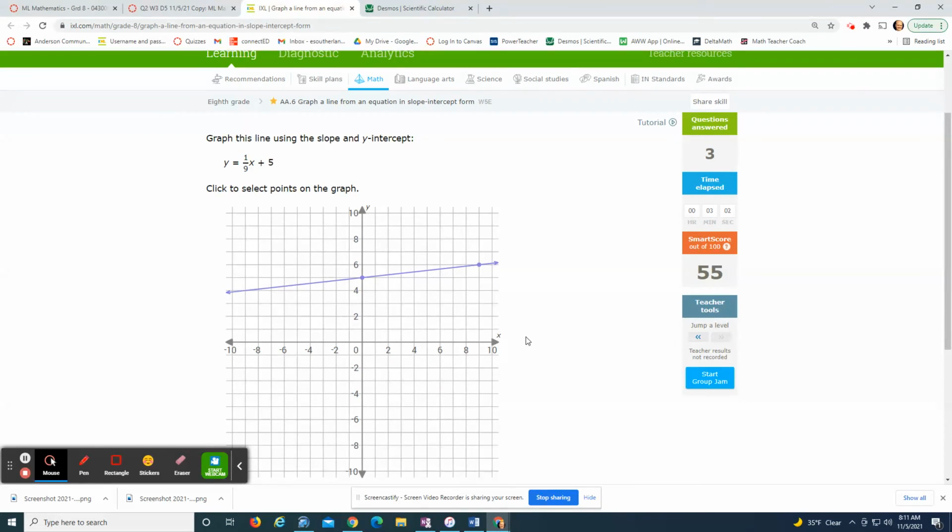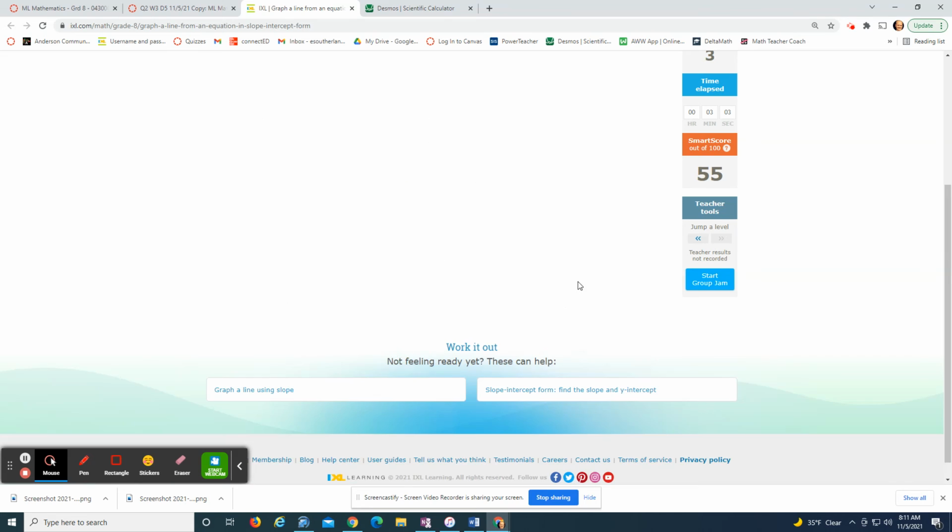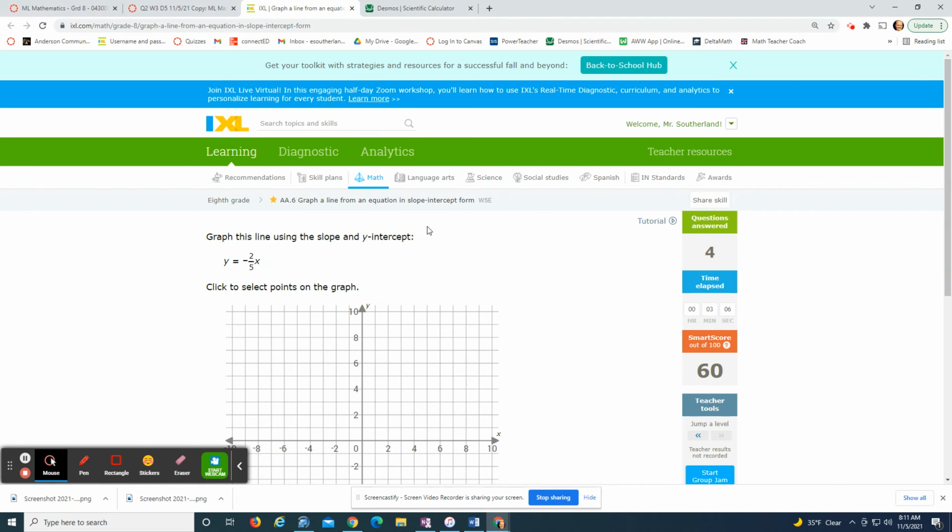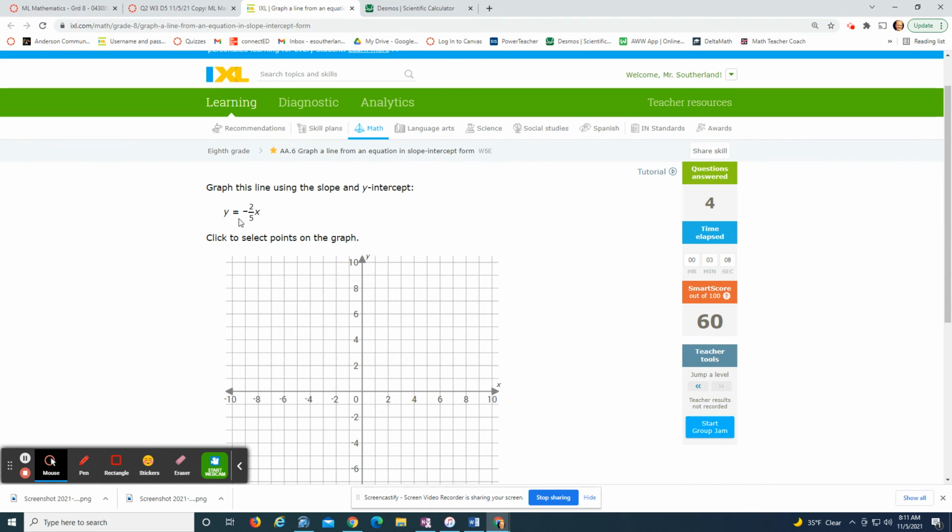If you use the negative with the rise, you'll always go down and to the right. So as you go through and do these, if it says negative, just use it with the up and down part. So here's an example. Y equals negative 2/5 x. What's the y-intercept on this problem? 0. It's not listed, so it's 0. So we start at 0. If I always apply the negative to the rise part of this, I would go down 2 and over 5 to the right.